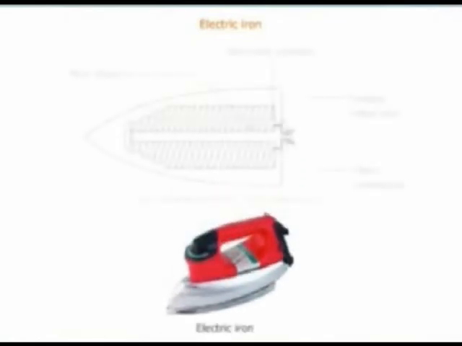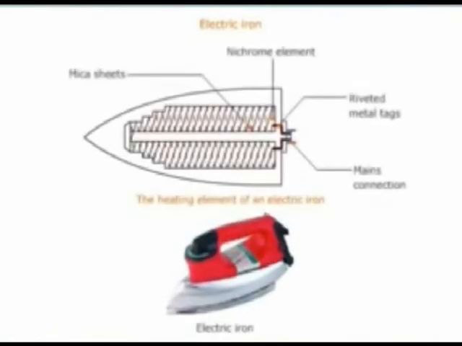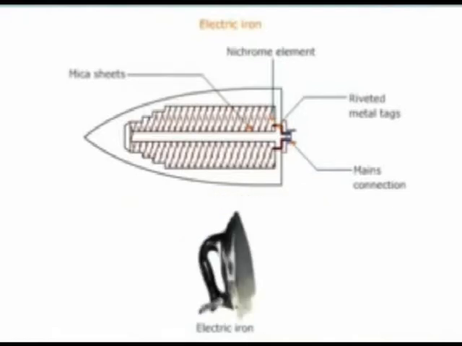Electric iron. The primary requirement of an electric iron is the uniform distribution of heat over a large surface. A metal which is a good conductor of heat is used as a base. The metal plate is usually chromium plated to make it smooth and withstand wear and tear.